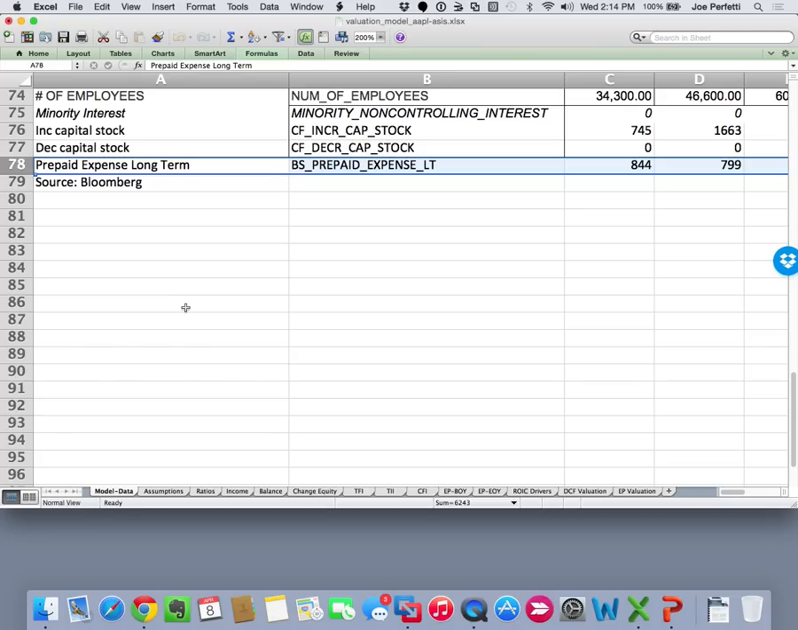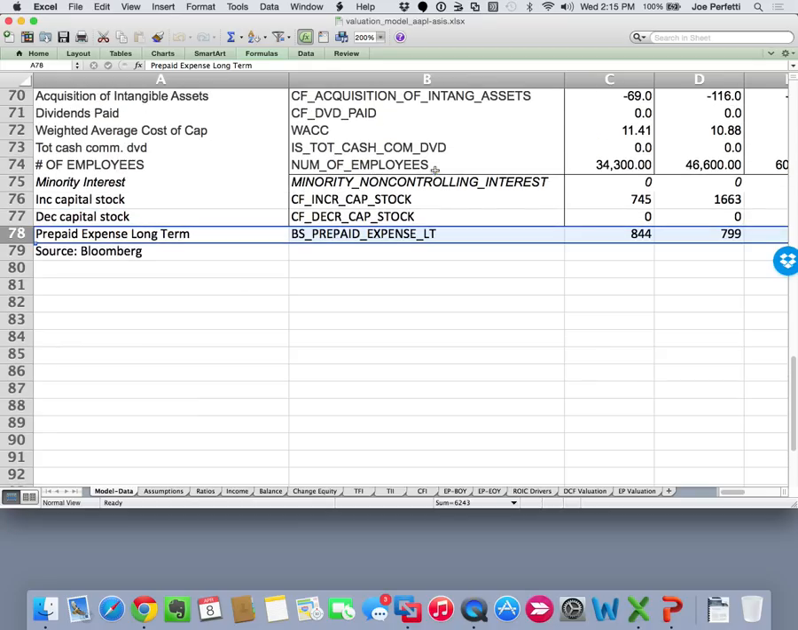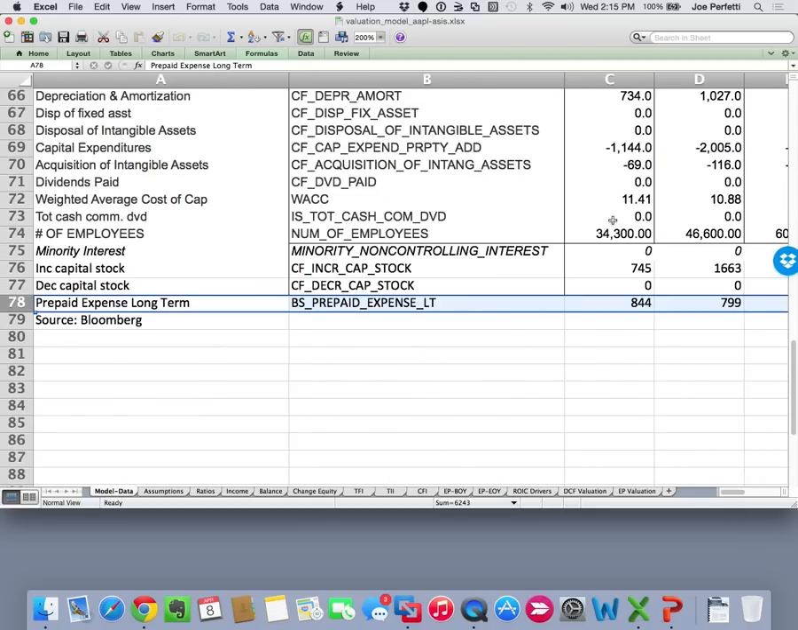Yeah. When you add that in and balance the TFI, how in the world do you balance the TFI? Okay, let's go back to that. I'll get that in a second. So this was the missing item, and it's BS_prepaid_expense_LT. Okay, so that is what was missing. All right. Now, here's why.